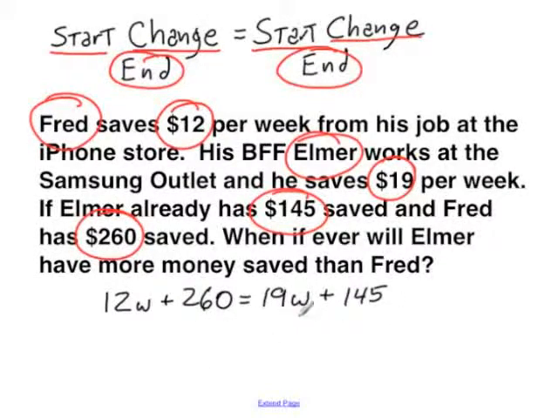Once again, we've studied how to solve equations like this as a previous skill. So we can solve this equation, get our answer. And we end up with our value of W being equal to 16.428. And again, with the context of the problem, we're going to have to go on to that next 17th week to have one have more than the other. So our solution, 17 weeks.